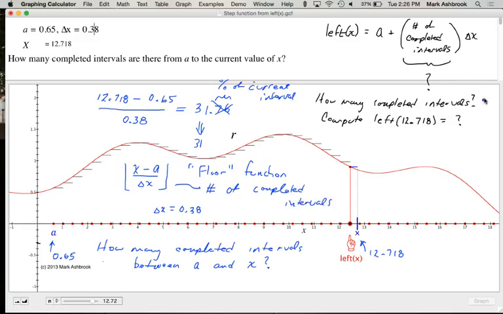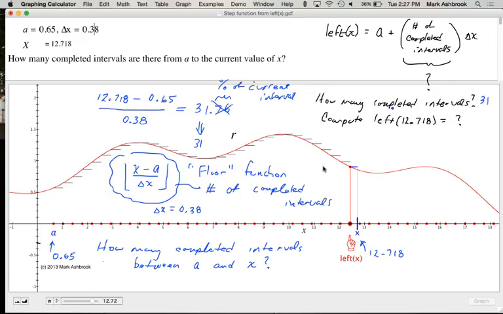So we've got 31 now. There are two different things going on here: the number of completed intervals, and then there's left x. Come 2, 3 days from now, a week from now, our experience is students mix those up. We've got the number of completed intervals, that's this thing in blue, the floor function. Then we use that. That's part of the left x formula, right?